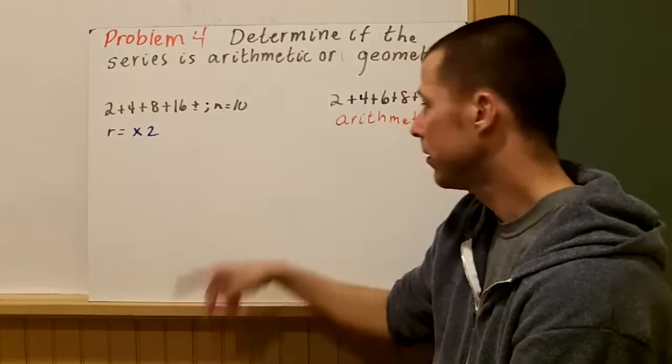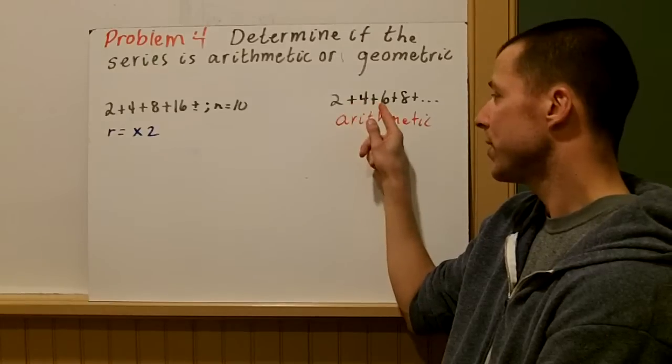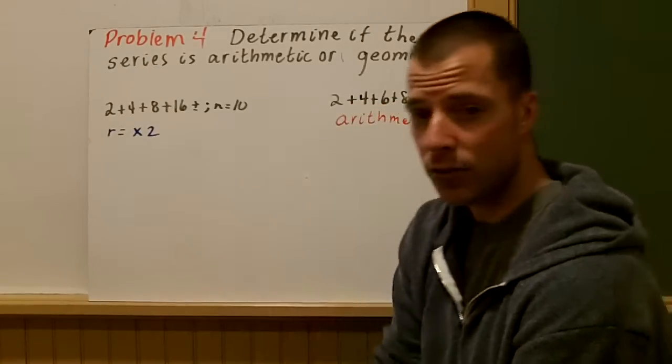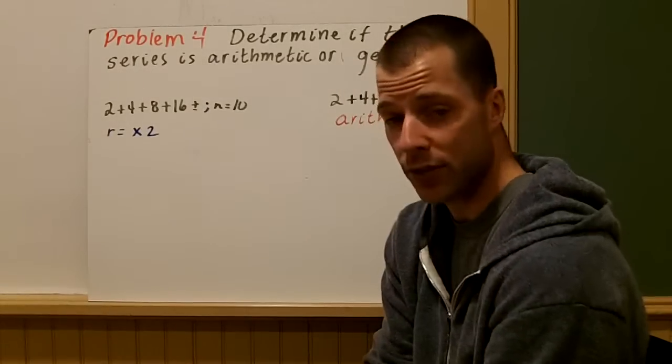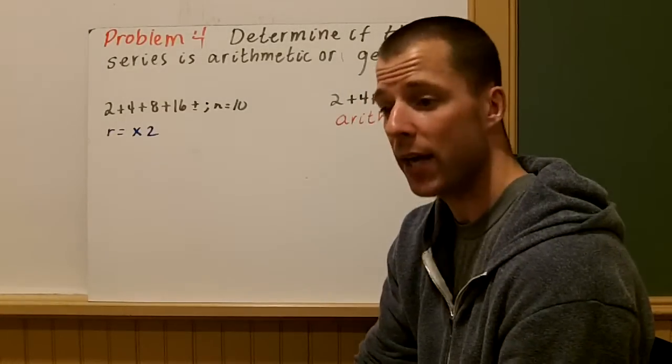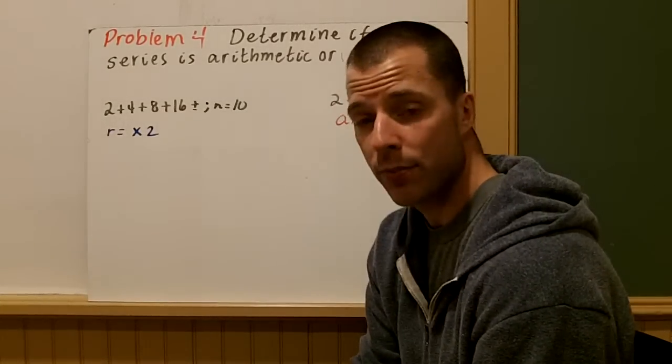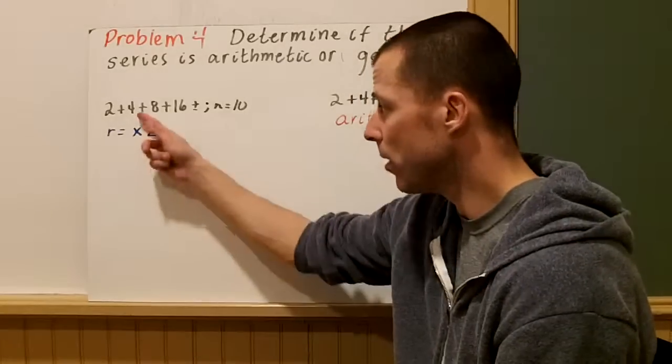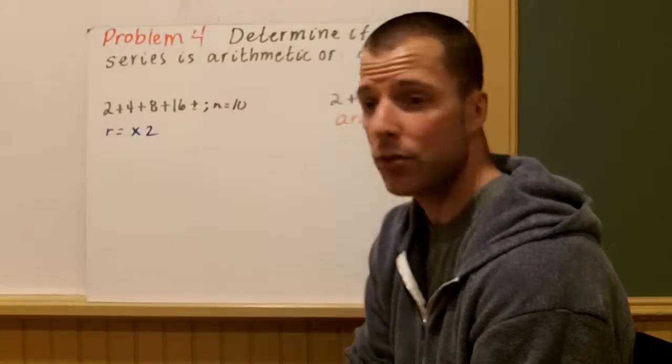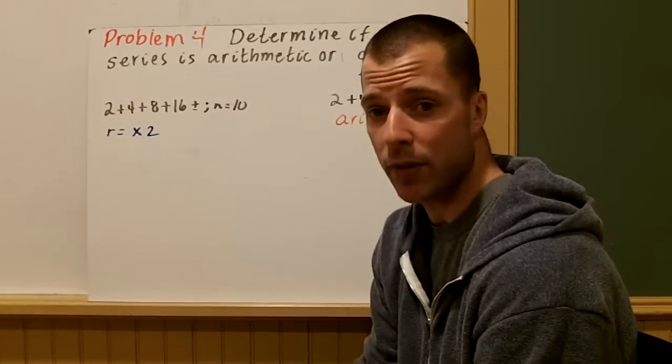That's geometric. 2 plus 4 plus 6 plus 8. You're adding 2 each time, or even adding 2 to the previous term. That's arithmetic. When you add a common term to the previous term, that's arithmetic. When you multiply a number to a previous term, you get a common ratio.